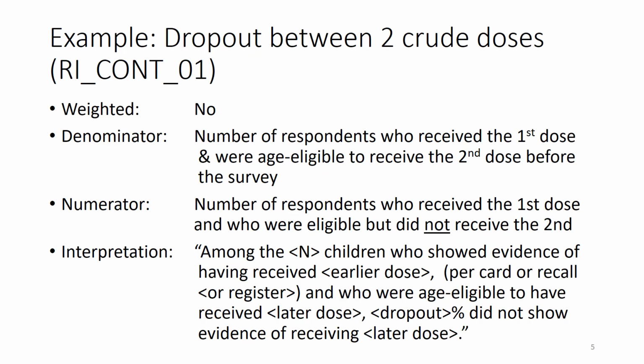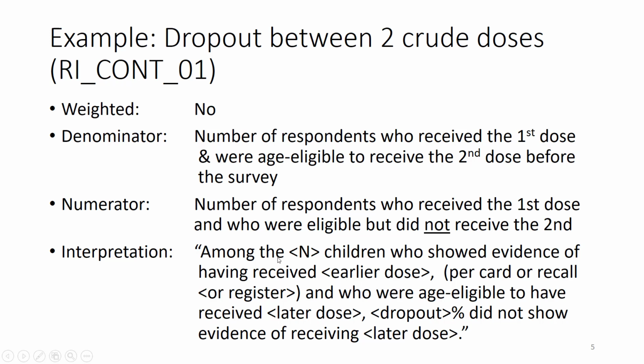And now let's have a quick look at an unweighted indicator. Dropout is the proportion of kids who received an early dose but did not go on to receive a later dose. So here are some of the components for the WHO dropout indicator, as reported in our software anyway. It's not a weighted indicator. The denominator is the number of respondents in the survey dataset who received the first dose and were age eligible to receive the second one before the survey was conducted. And the numerator is the number of respondents who did receive that first dose and who were eligible but who did not receive the later dose.